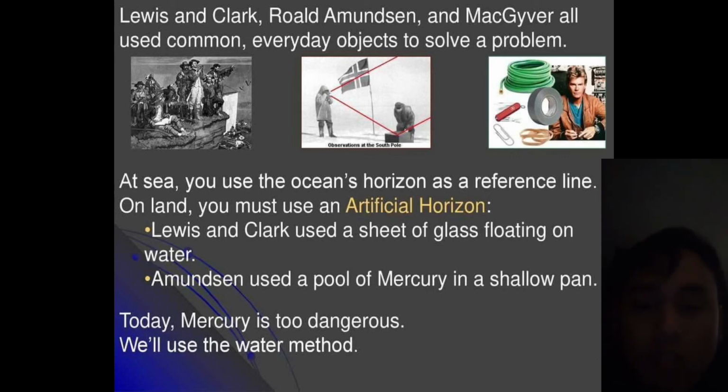It's 1804. Lewis and Clark are exploring their way to the Pacific Ocean, and it's 1911. Amundsen needs to explore the South Pole. They need to know the altitude of the sun. They can't see the horizon. They can't carry heavy equipment.